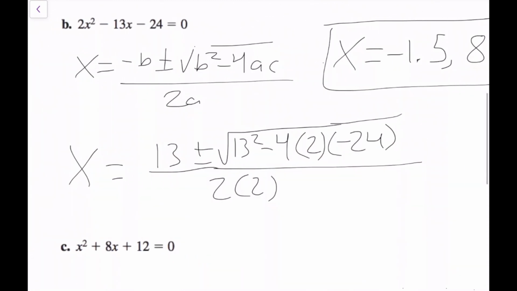So that was using the quadratic equation method. Once again, you can use any method to try to solve these equations, but I chose quadratic here because we had coefficients. I didn't think it was going to be too easy to factor or complete the square. So that's how to do part B by the quadratic equation.